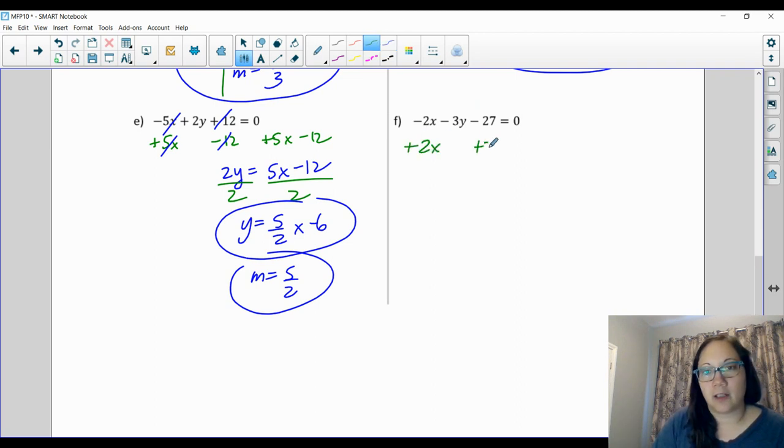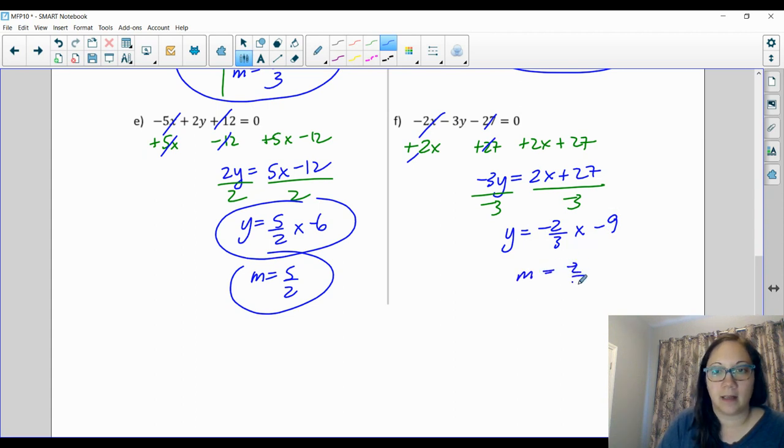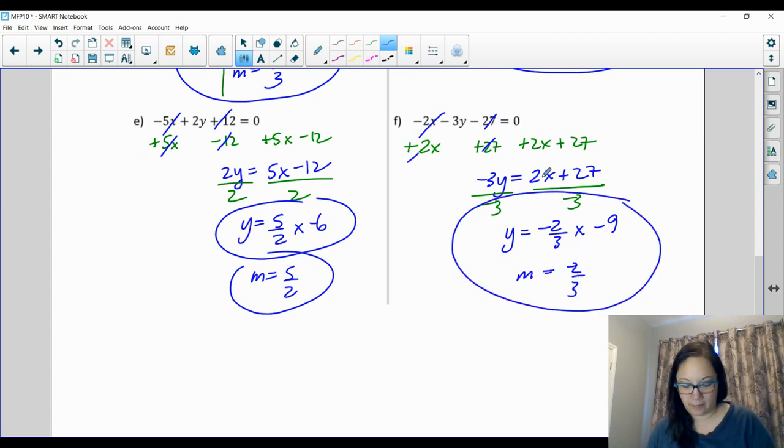Add 2x and add 27 to each side. We end up with -3y equals 2x plus 27. Divide each side by -3. So y equals -2/3 x minus 9. And our slope is -2/3. That takes us to the end of chapter 6.